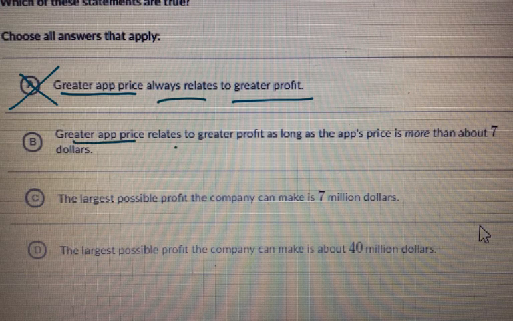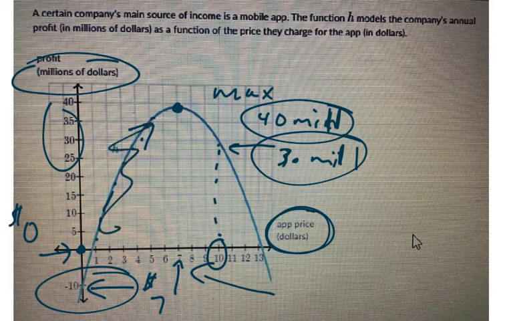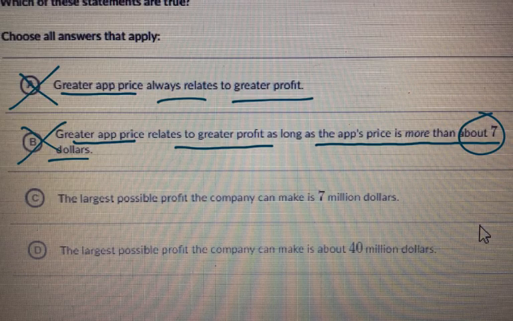Greater app price relates to greater profit as long as the app price is more than 7. This more than 7 is backwards. We want to be over here where it's less than 7, right? Less than 7, the more we increase it, guys, the higher the profit's going to be. But again, we're going to reach that maximum value where we're going to make the product or app too expensive and less people are going to buy it. So that one is wrong.